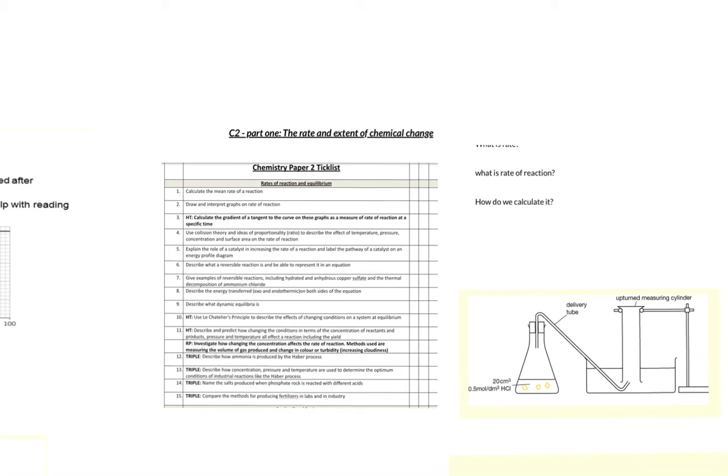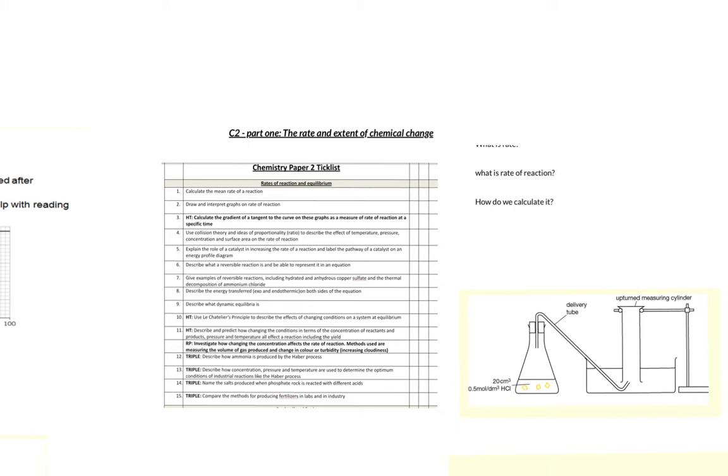Today we're going to talk about C2 and we're going to look over part 1 of C2, which is the rate and extent of chemical change. On the screen in front of you, you can see a tick list of all of the statements for the first part of this module.